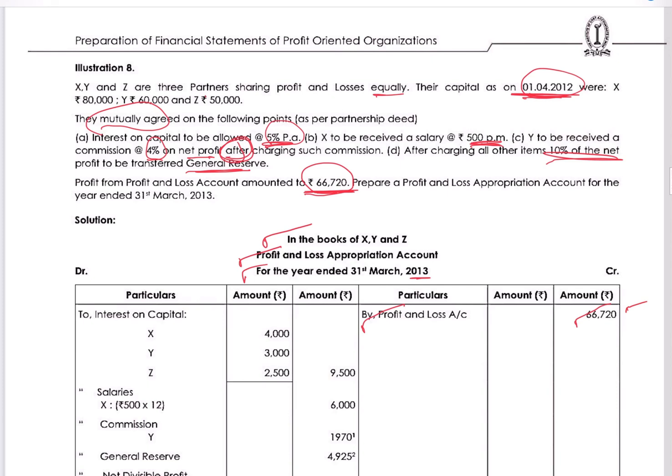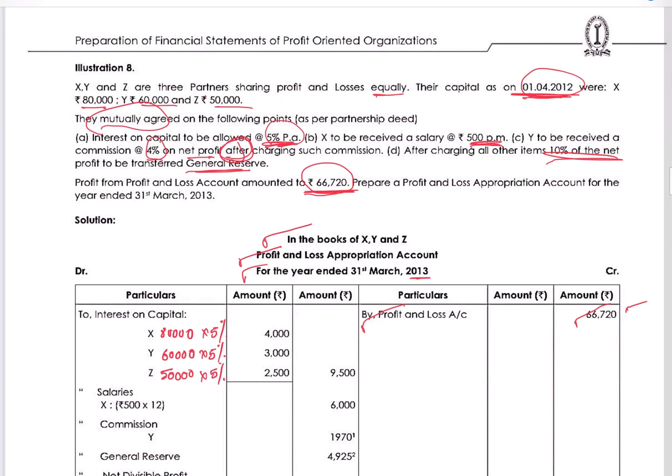Next, how do we make the appropriation of these profits? As per the partnership deed, they have said interest on capital should be given to the partners. So what is their capital? 80, 60, 50 for X, Y, Z. So X is 80,000, Y is 60,000 and Z is 50,000. These are their capitals, but we have to give interest on them. So 5%, 5% and 5% per annum, for the whole year.